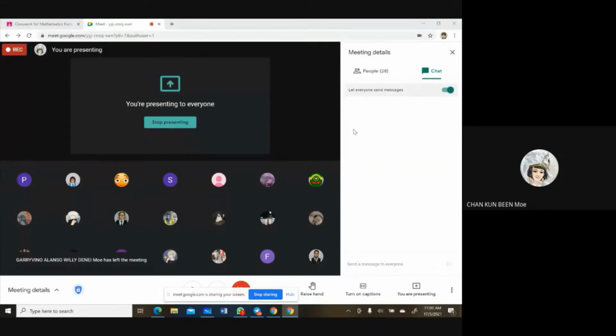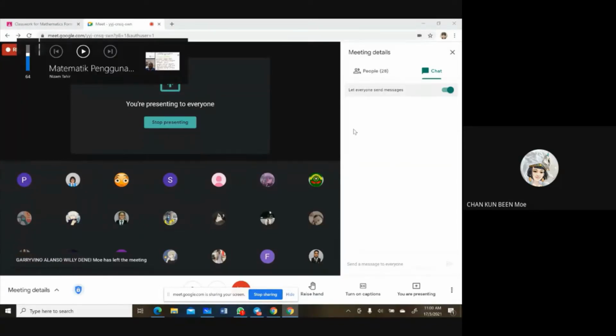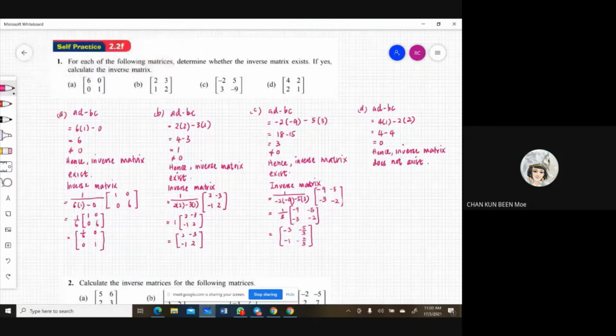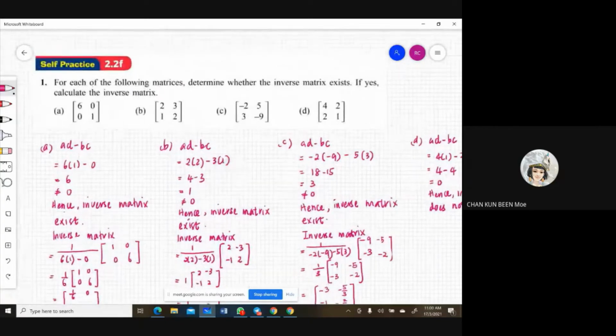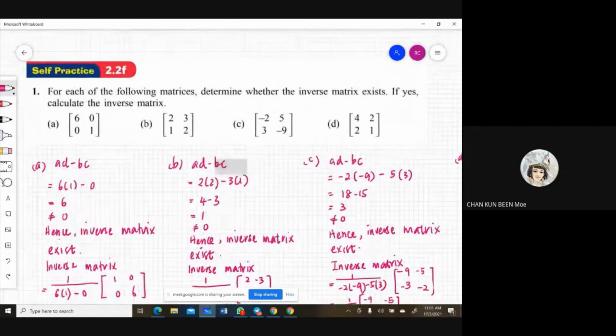Okay, so get ready with your exercise and also your red pen. We are going to check self-practice 2.2F. So let's see the first question. Number one, for each of the following matrices, determine whether the inverse matrix exists. If yes, calculate the inverse matrix.